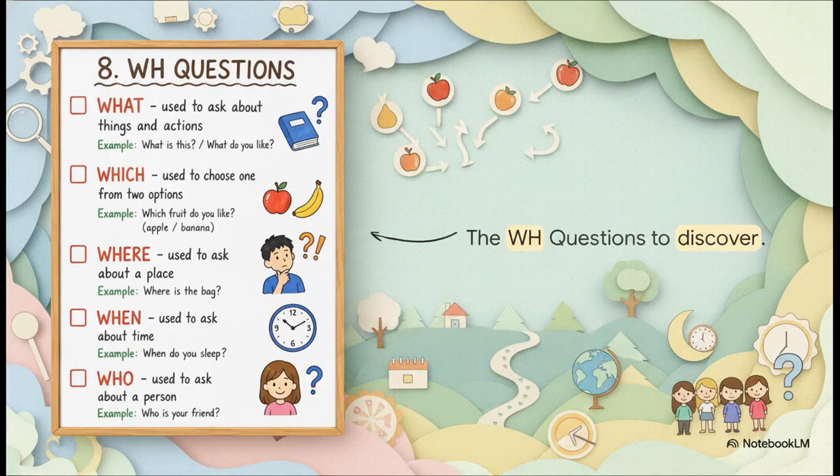Next, we give children the absolute greatest tools for discovery, the WH questions. These 5 words unlock totally different types of information. What is for things and actions, which helps us choose between options, like an apple or banana. Where asks about a place, when asks about time, and who asks about a person. These are absolutely essential for building curiosity.